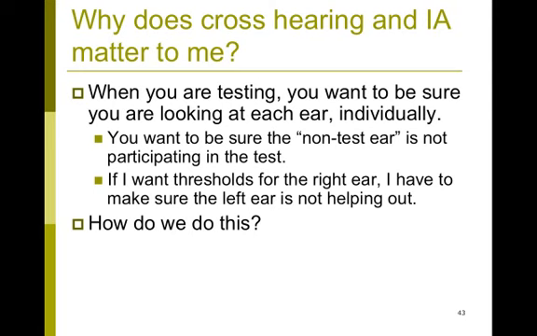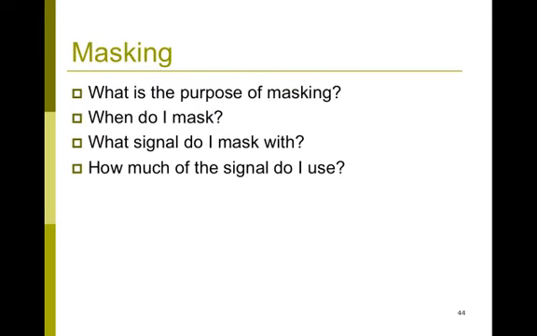So again, why does cross hearing affect us? When you're having cross hearing, you would be concerned about getting ear-specific results. In other words, a non-test ear might help out the test ear, and that might end up underestimating the hearing loss. So in other words, if I want thresholds for the right ear, I want to make sure that the left ear is not helping out. And the way we do that is by masking.